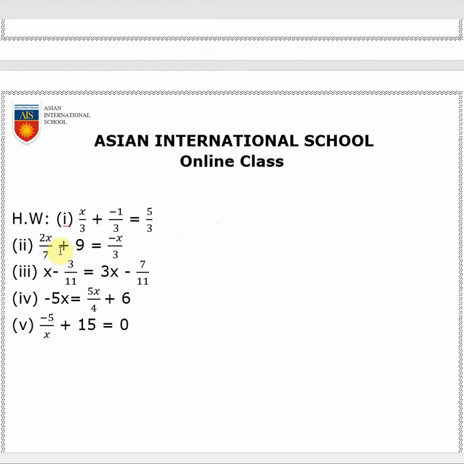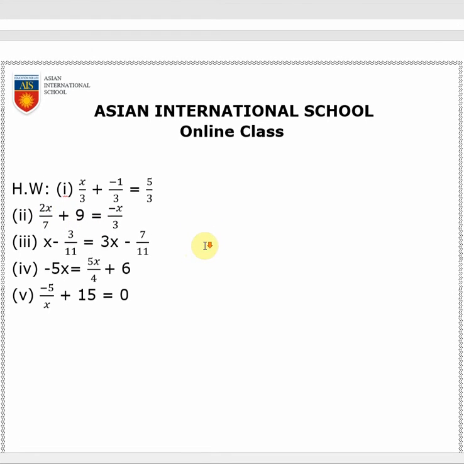Same sum like this. Now in this case you see 2x by 7 here and minus x by 3 in the right side. So what you will do, you bring all the x in the left side and all the numbers in the right side. You bring this minus x by 3 into the left side, and take this plus 9 into right side as minus 9, and go ahead. Do the LCM in the left side, you will get some value of x, and find the value of x from there.